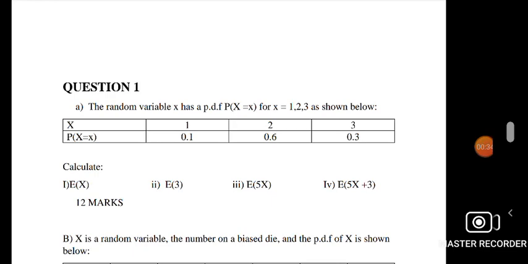As follows, calculate E of x. What do they mean by that? That's just the expected value of x, and there's a formula. When you just see E of x, there's a formula that you need to use in probability distribution. So this is how you know that you're dealing with a question on probability distribution. You just see such things, E of x, maybe they'll ask you variance of x. So let's solve it.